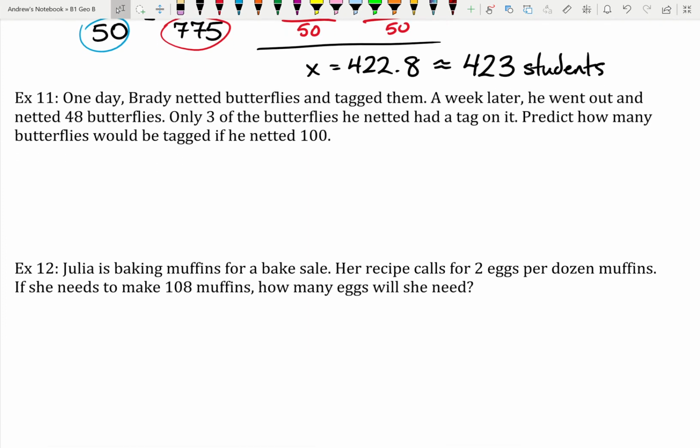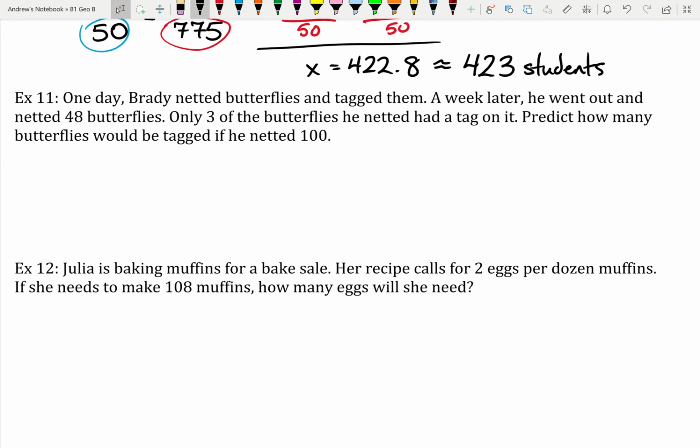One day, Brady netted butterflies and tagged them. Ugh, sends a shiver down my spine. I really hate moths and butterflies. A week later, he went out and netted 48 butterflies. Only 3 of the butterflies he netted had a tag on them. We want to predict how many butterflies would be tagged if he netted 100 butterflies.